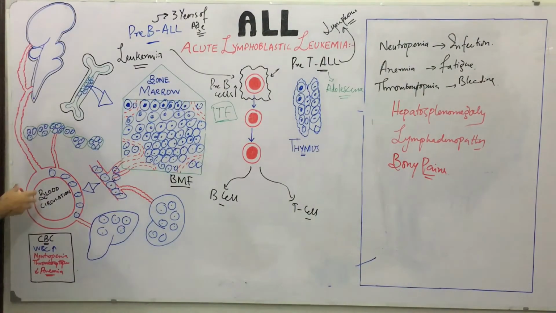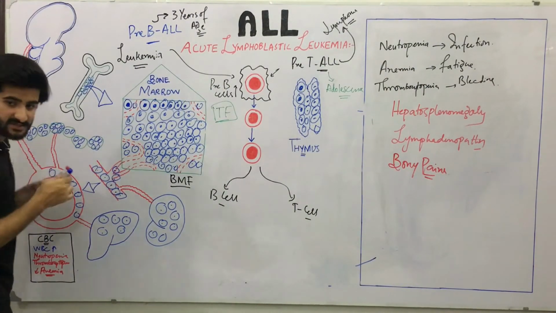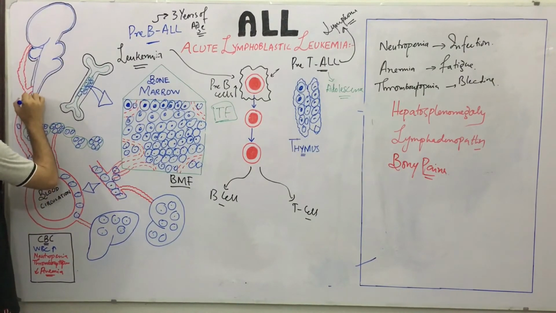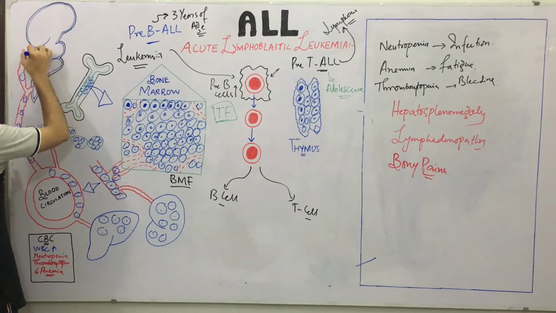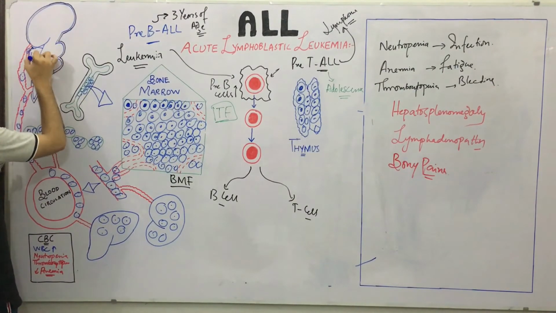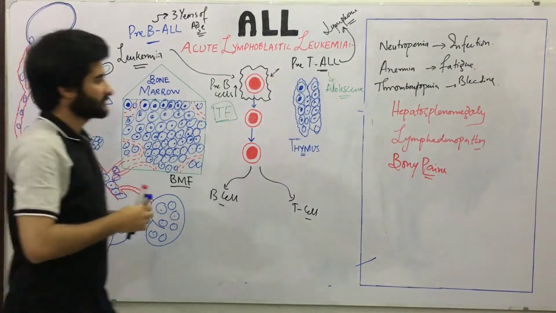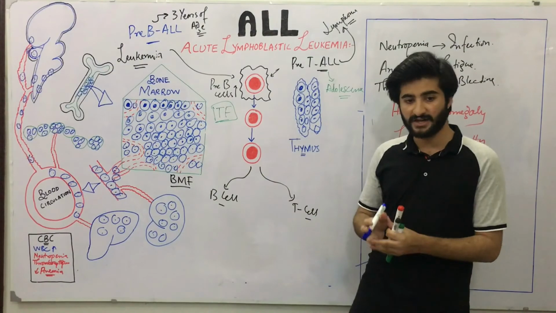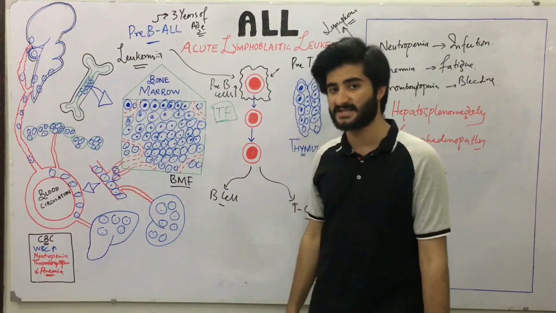So these immature or precursor B cells, these neoplastic cells, will also reach our central nervous system. And here in the central nervous system, these cells will irritate our meninges, and this condition is known as meningism.